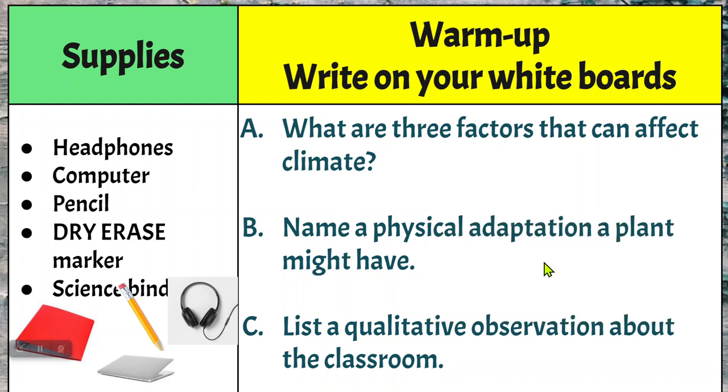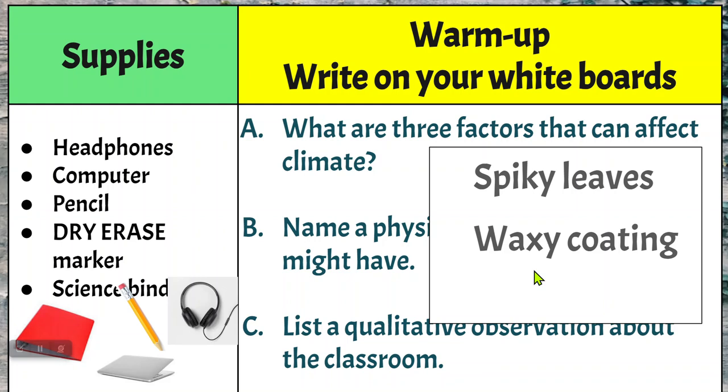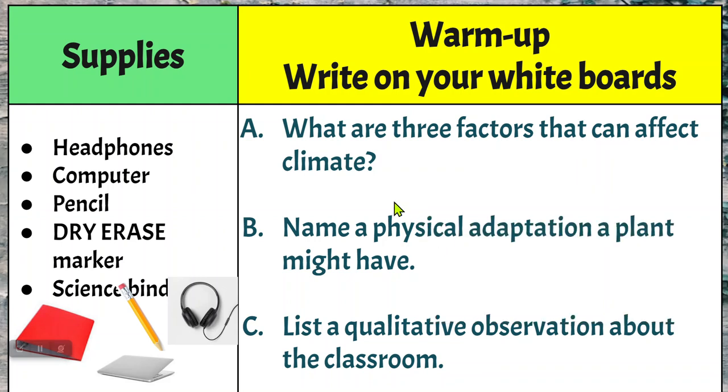Name a physical adaptation that a plant might have. So you have to think about plants and some of the adaptations that we have talked about. And you might be thinking of spiky leaves, or spiky needles is actually what we normally would call them on a cactus, for instance, or even on a pine tree. Or some plants have a waxy coating. Some of them, like poison ivy, can produce a poison that causes a rash. So our plants have lots of physical adaptations.